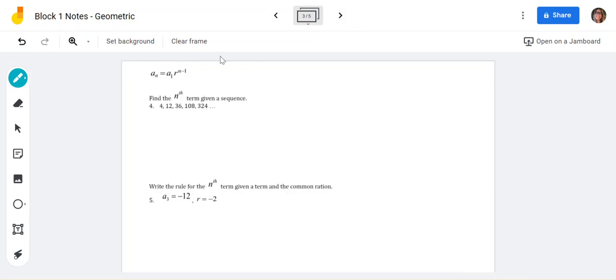So this is our formula for a geometric sequence. Again, this is on the SOL formula sheet that you get to use on this quiz. So find the nth term. That means write the equation, write the rule, given the sequence. So we need to know a sub 1, and we need to know the common ratio. Our first term is 4. We are multiplying by 3 each time, so that's our common ratio. So a sub n equals 4 times 3 to the n minus 1.